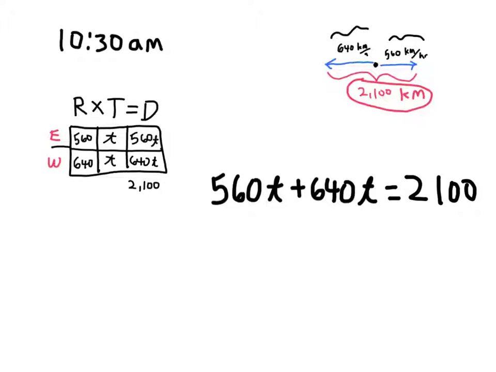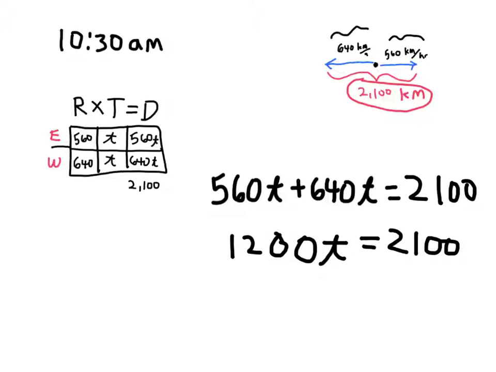Okay, well 560 plus 640 is going to be 1200t. Hopefully my math is good. My mental math is not always the best. And that equals 2100. Okay, so let me just double check. 0 plus 0 is 0. 6 plus 4 is 10. Carry the 1. 5 plus 6 is 11. Plus that 1 gives us a 12. So it looks like we're on the right track.